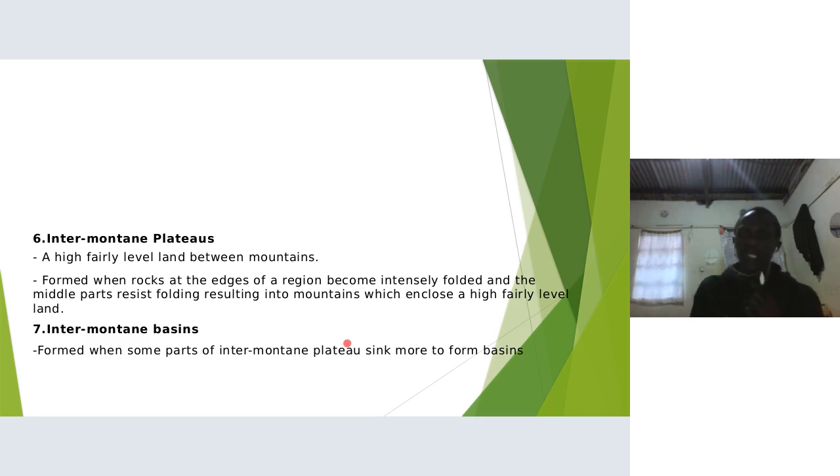Our number 7 is intermontane basin. It is formed when some part of an intermontane plateau sinks more to become a basin. The plateau sinks more, resulting in a depression, which is called an intermontane basin.